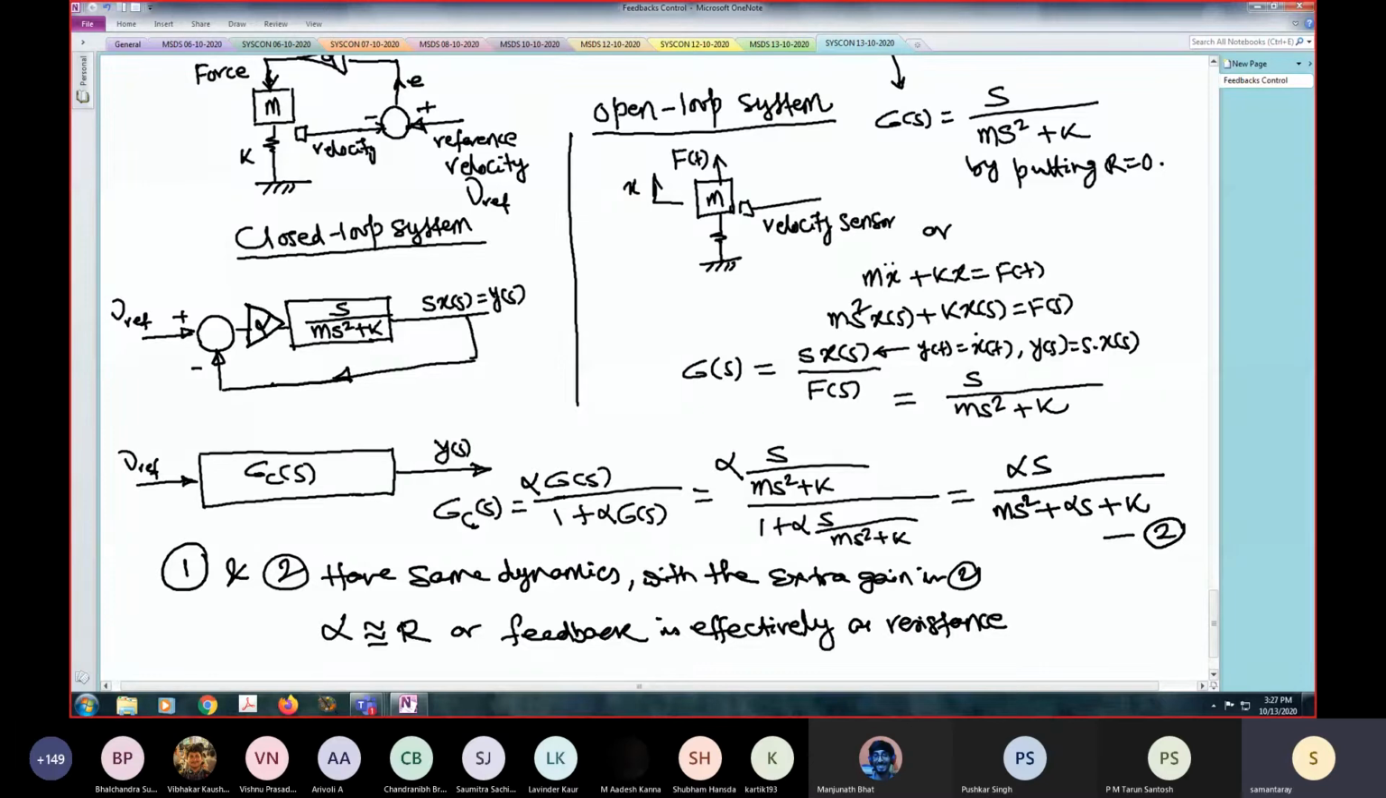It is obvious what we have done. We have taken velocity and applied a force. Let's say reference velocity is 0. Then what will happen? If reference velocity is 0, we will provide a force which is equal to alpha times velocity. That is what a resistance does. Resistance provides a force proportional to velocity. So this kind of a feedback is effectively generating a resistance.